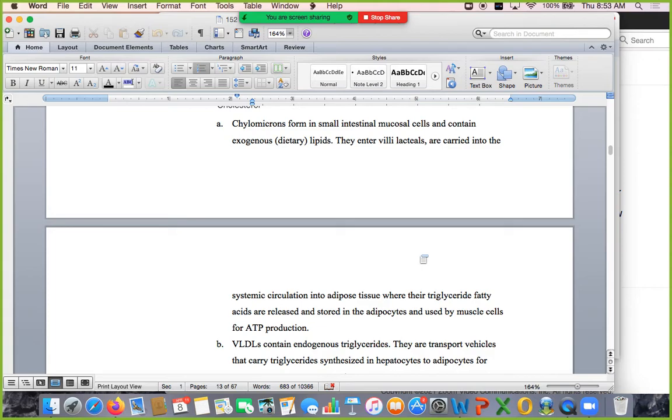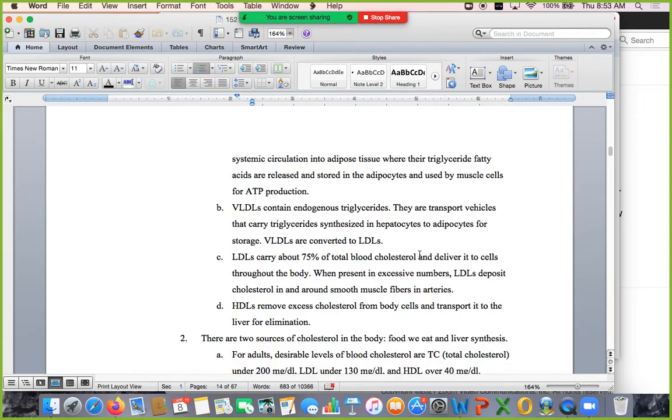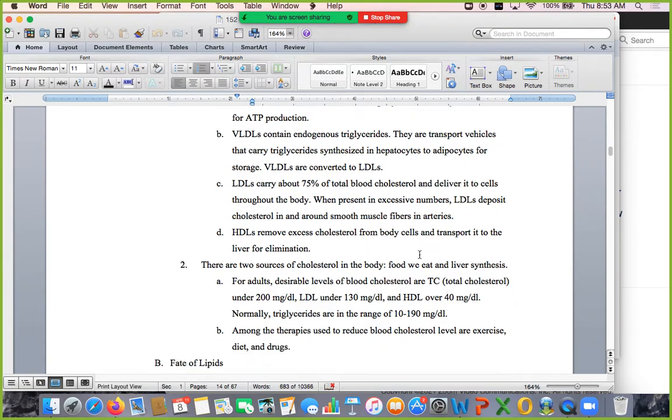We also, like I said, have VLDLs and HDLs. VLDLs are going to have triglycerides in there. Basically, they're transport vehicles that take the triglycerides to adipocytes for storage. These triglycerides were originally created in the hepatocytes in the liver. After dropping off the triglycerides, the VLDLs get slowly converted into LDLs. LDLs are the ones that take the cholesterol and deliver it to the cells.